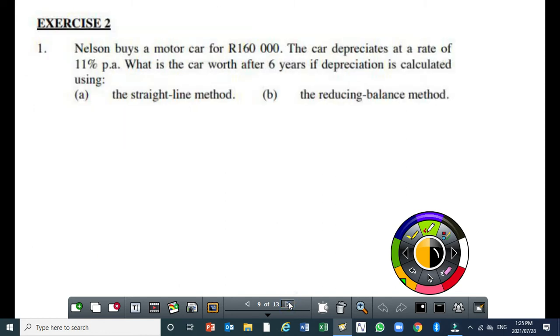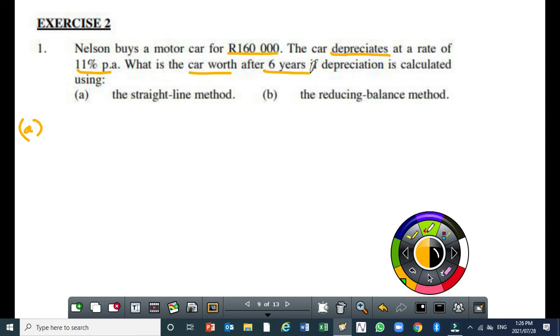Then let's do an example. So let's start with part A. The question says Nelson buys a motor car for 160,000. The car depreciates, so this is going to be your P. The car depreciates at a rate of 11% per annum. What is the car worth after 6 years?